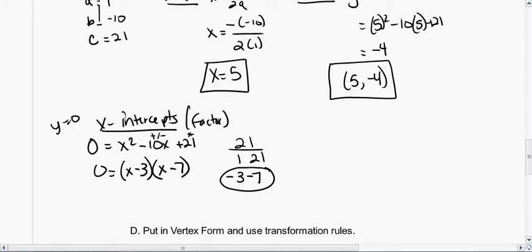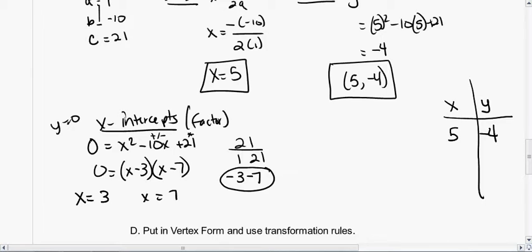Then it's in x-intercept form, and it's very easy to see where those intercepts are. They are at x equals 3, and x equals 7. If I want to write them as points, it's going to be 3, 0, and 7, 0. So let's plug all of that into a table. Here's x, and here's y. I've got my vertex, 5, negative 4, and I've got two x-intercepts, 3, 0, and 7, 0.